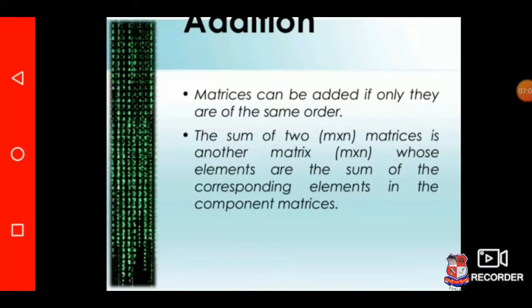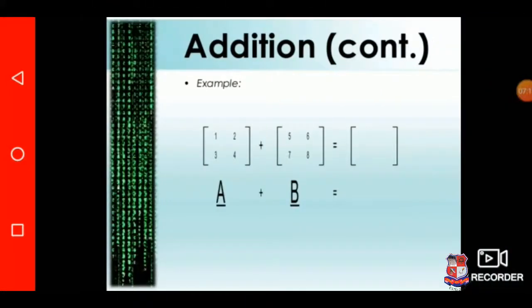So, addition. Matrices can be added only if they are of the same order. The sum of two matrices is another matrix whose elements are the sum of corresponding elements in the component matrices. So here is the addition, how it will take place. This is a typical example.